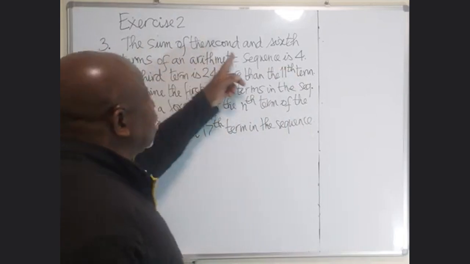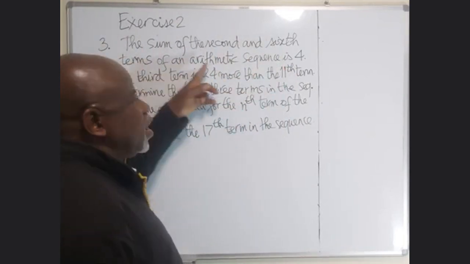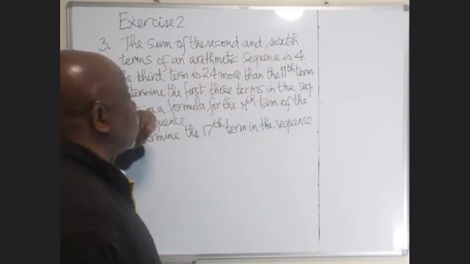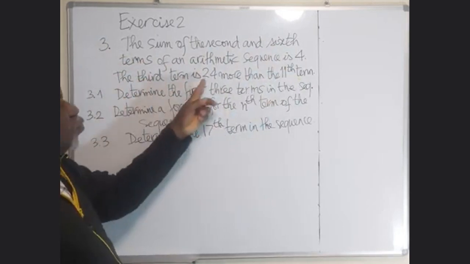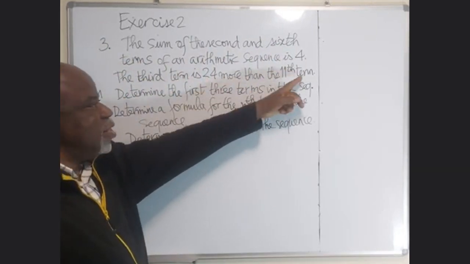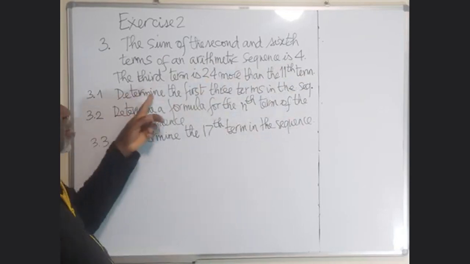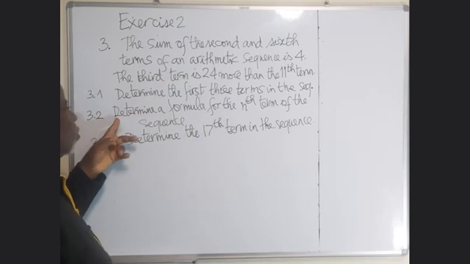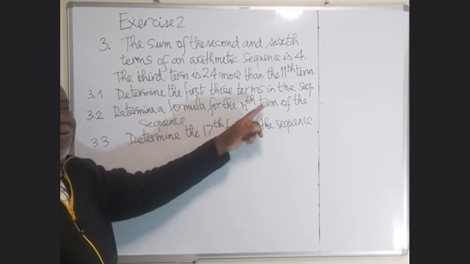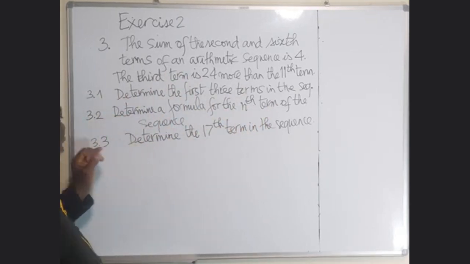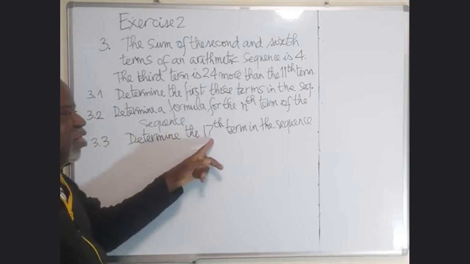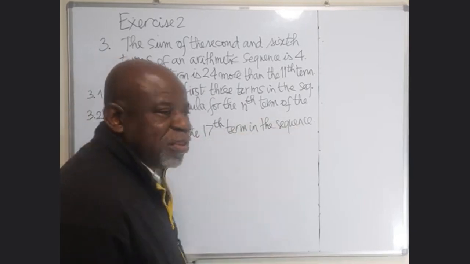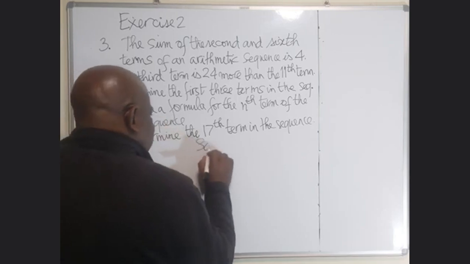The sum of the second and the 6th terms of an arithmetic sequence is 4. The third term is 24 more than the 11th term. Determine the first 3 terms in the sequence. 3-2, determine a formula for the nth term of the sequence. And 3-3, determine the 17th term in the sequence. So we're going to the solution now.